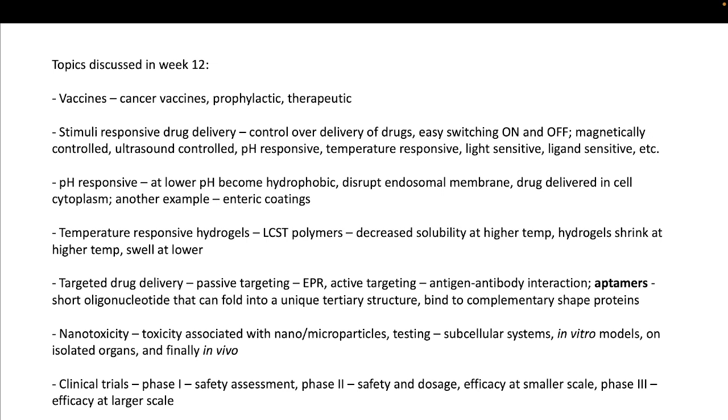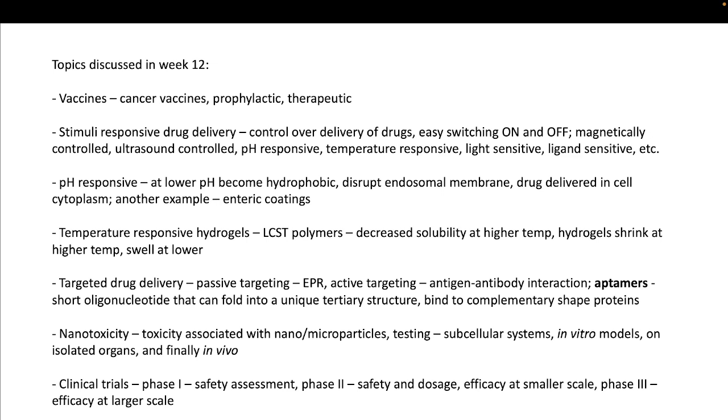Another example can be, let's say you want to specifically deliver drugs to the lungs. Rather than going the oral route or the injection route, the parenteral route, you can directly go to the inhalation route, where most of the cargo you're delivering will end up in the lungs. So this is an example of passive targeting.